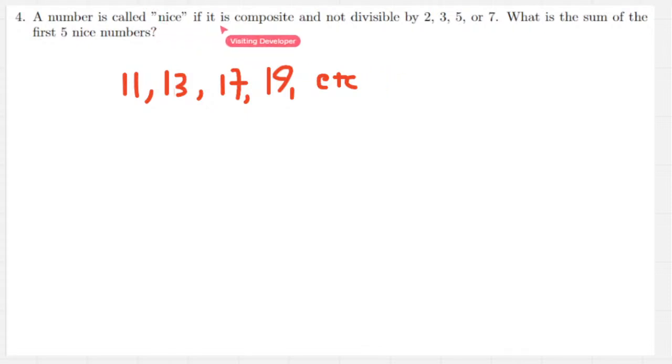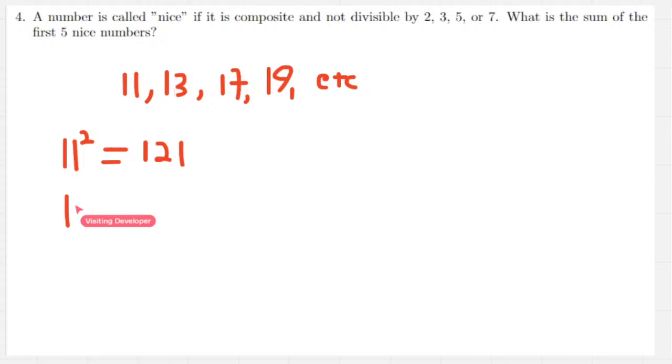So we simply want to find the first 5 nice numbers. We want to make these nice numbers as small as possible. And for a number to be composite, it has to have more than 2 factors. So we can start by just constructing some small nice numbers. So we have 11 squared, since this just takes the 2 smallest prime factors we can have, and this gives 121.